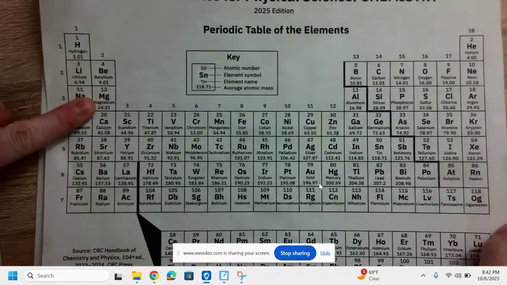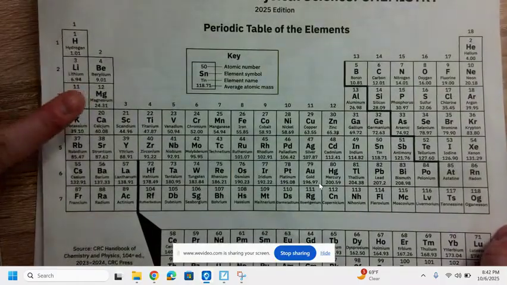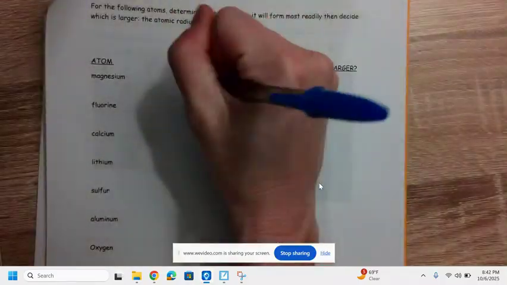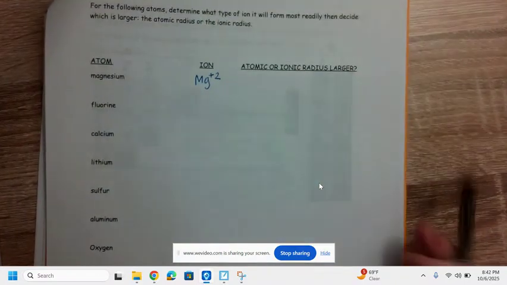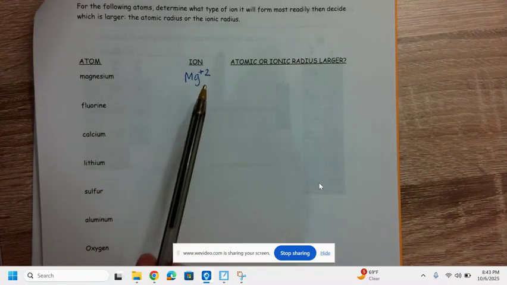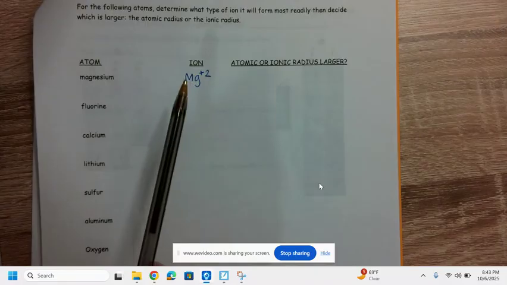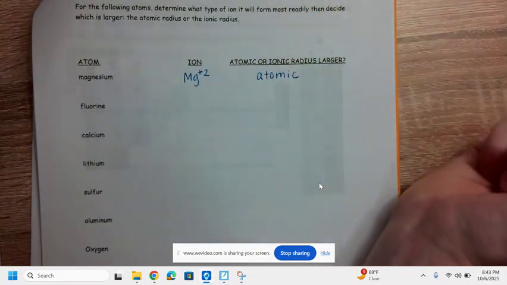Magnesium has 2 valence electrons. It wants to lose those 2 valence electrons to form a +2 ion. So the ion it forms is Mg+2. Because it's a positive ion, that means it lost electrons. What that means is it's smaller. So this ion is smaller than the atom. So we would say the atomic radius is what is larger.